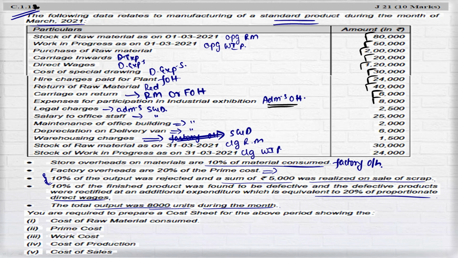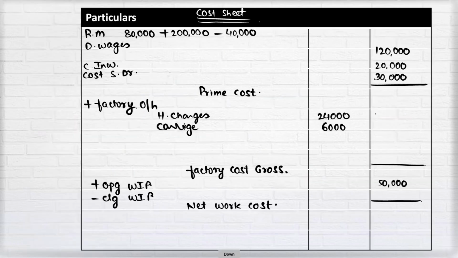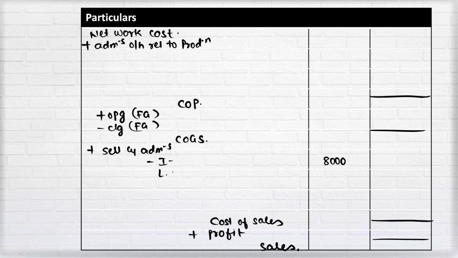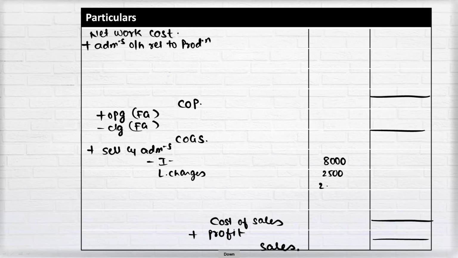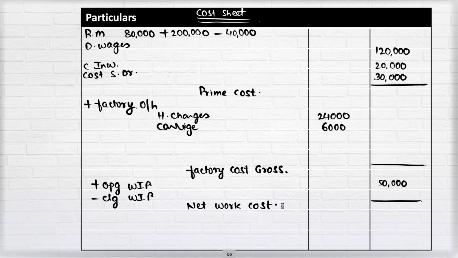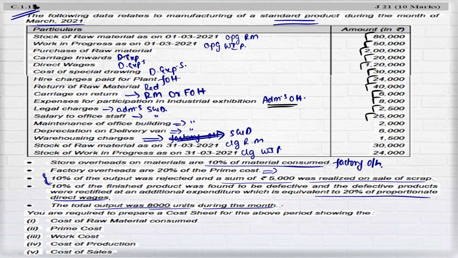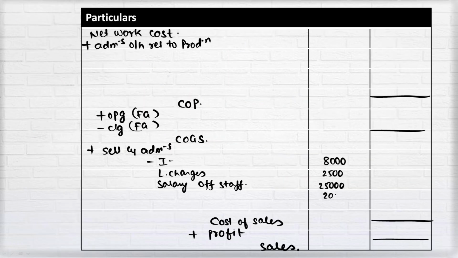Legal charges is administrative overhead, 2,500. It is not related to production. Salary of office staff, again 25,000. Not related to production. Maintenance of office building, again indirect, 2,000.